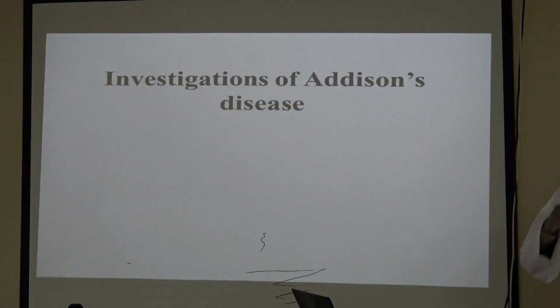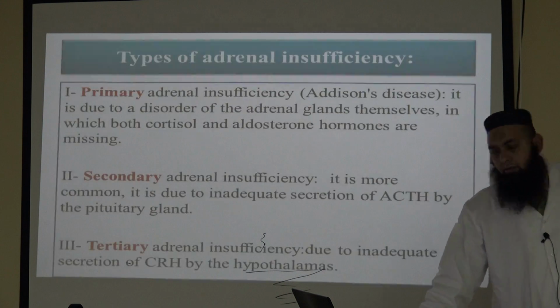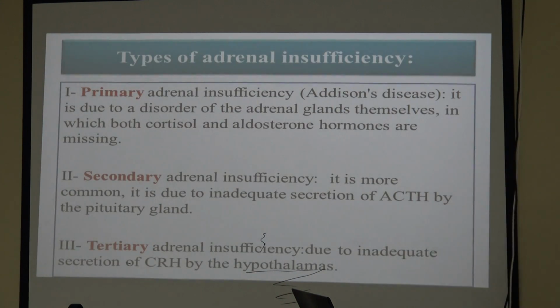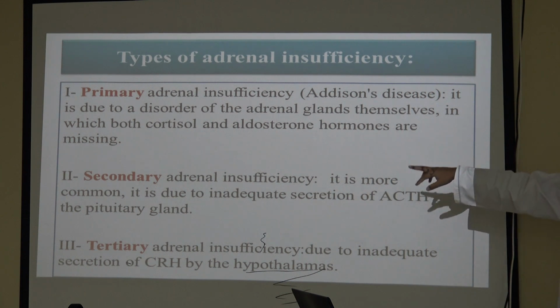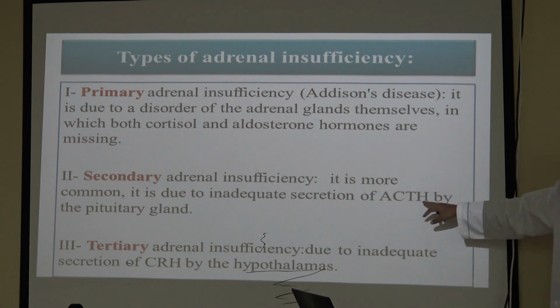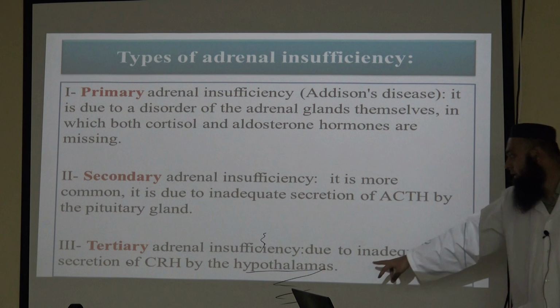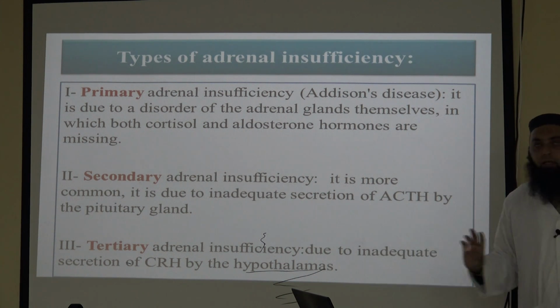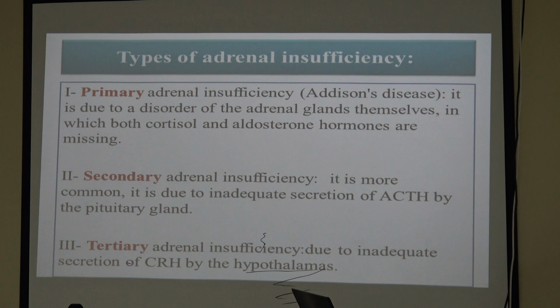Now we talked about hypersecretion. Last thing, I think, the insufficiency. Primary adrenal insufficiency is called Addison's disease. It is a disorder of the adrenal glands in which both cortisol and aldosterone hormones are missing. Secondary adrenal insufficiency is more common, and is inadequate secretion of ACTH, and tertiary is inadequate secretion of CRH. So same, primary, secondary, tertiary. Primary is the problem of the adrenal, secondary of the pituitary, and tertiary of the hypothalamus.